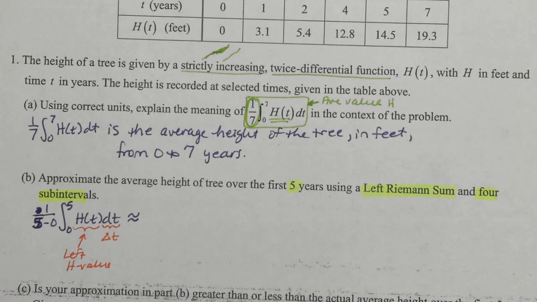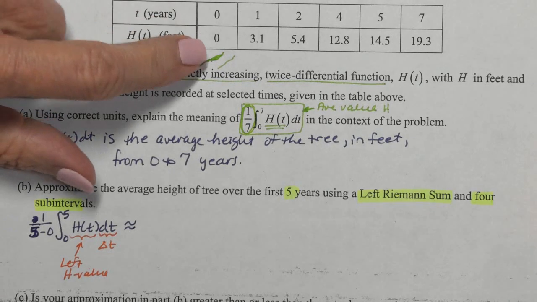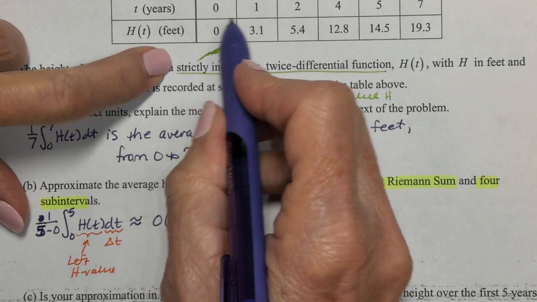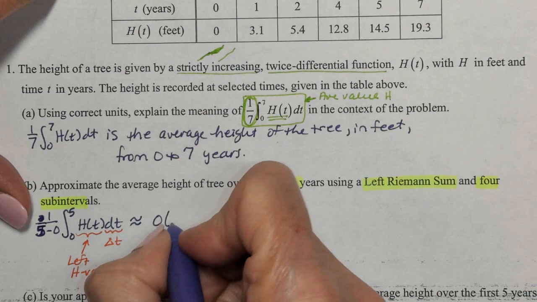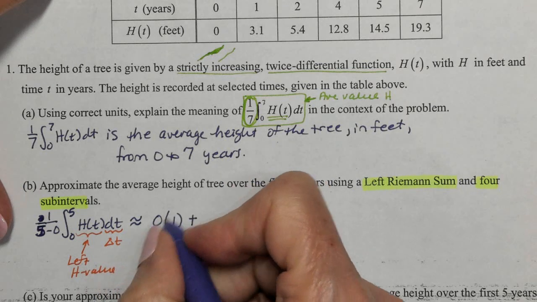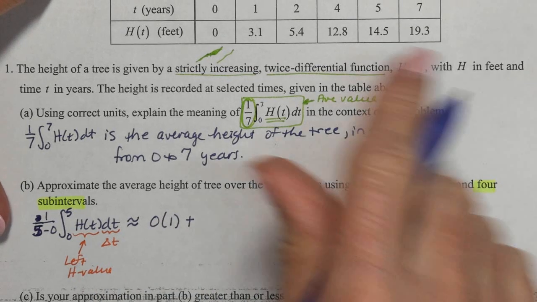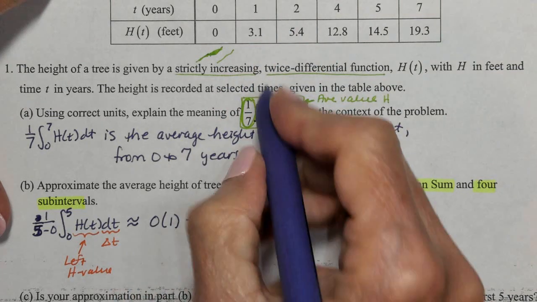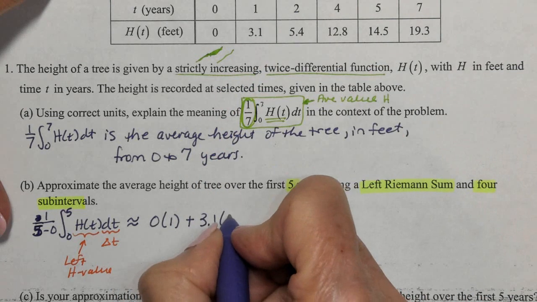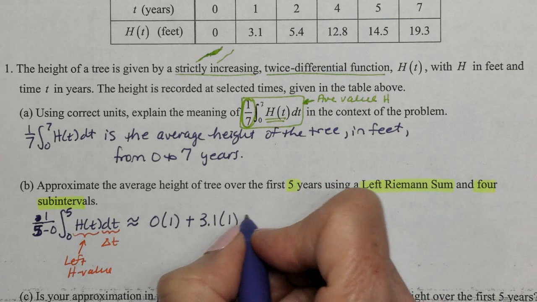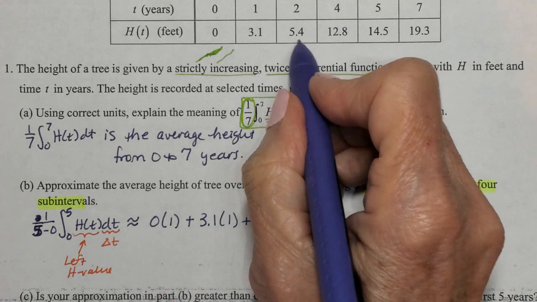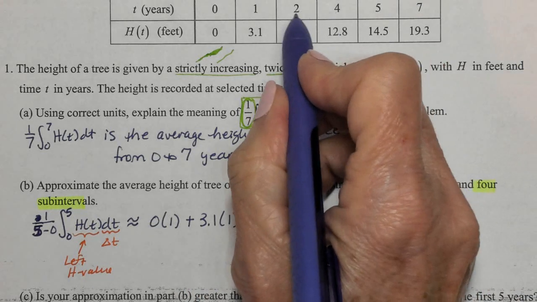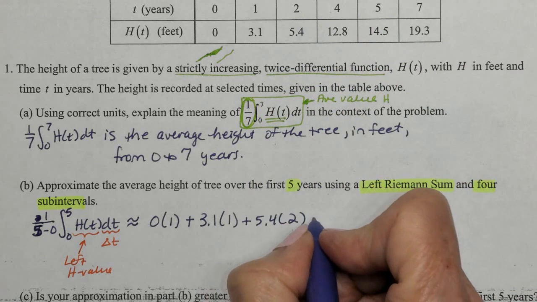So, the left h value starts at 0. And that change in time is 1. We add to that the next rectangle's area. The next rectangle's area is going to use the 3.1 as the height, and 2 minus 1, or 1, as the change in t. The next rectangle's left height will be 5.4. We're going to multiply that by the change in time, 4 minus 2, which is 2.